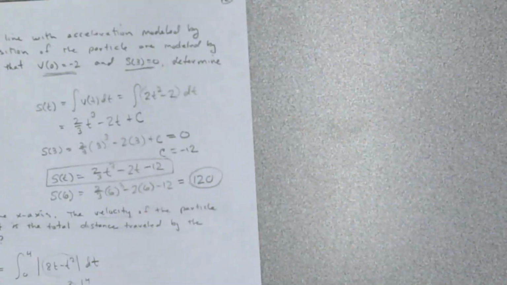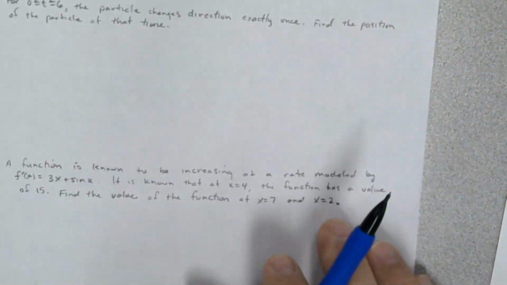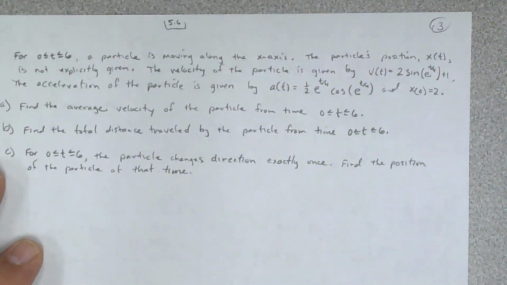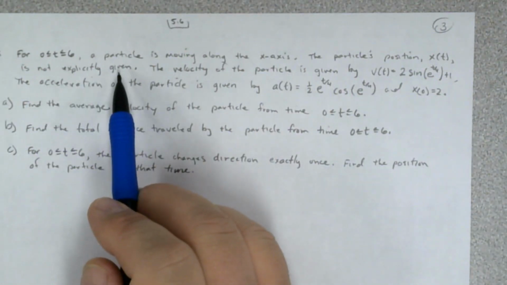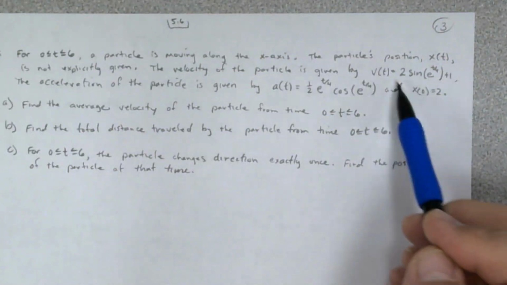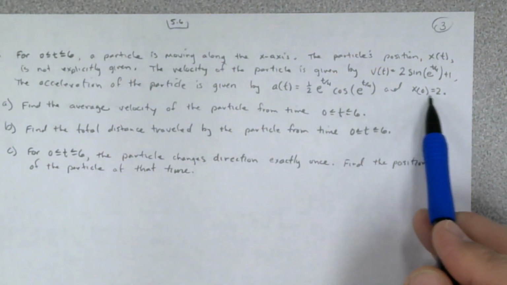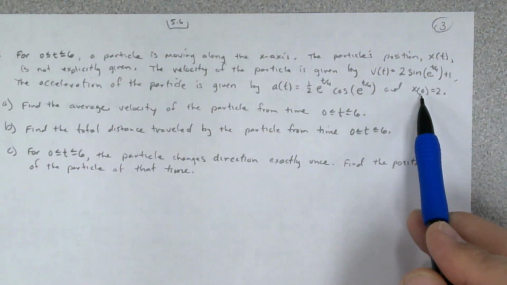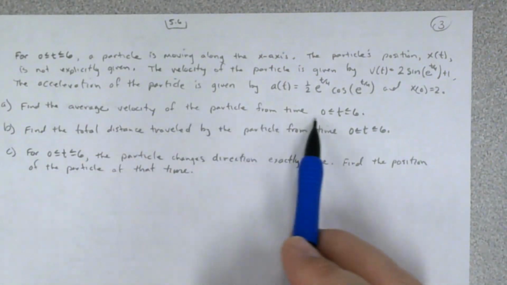Let's look at another example that we have. Same thing again: a particle is moving along the x-axis. The particle's position is x of t this time. It's not explicitly given, so I don't know what it is. The velocity of the particle is given by that expression right there. The acceleration of the particle is given by that right there. And when t is 0, the value of the position function is 2. That's your starting position. Find the average velocity of the particle from 0 to 6.